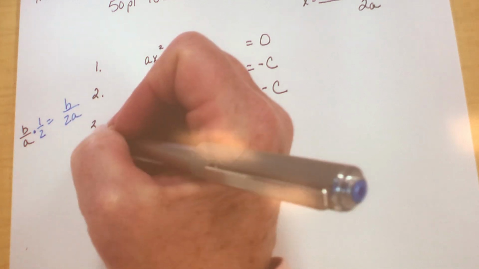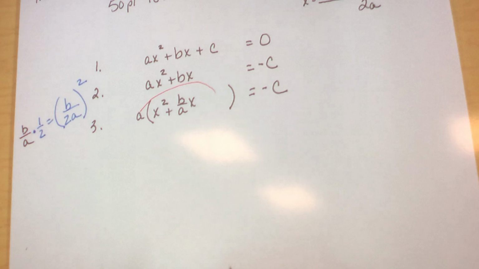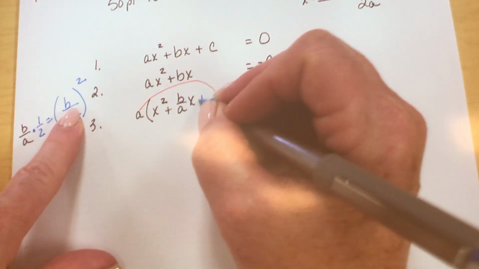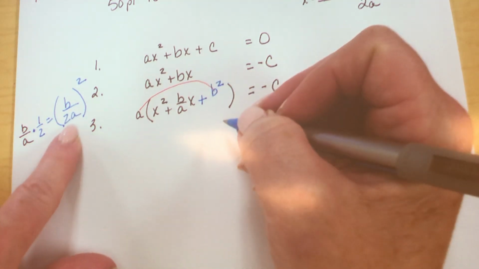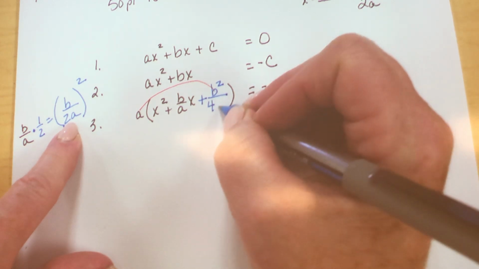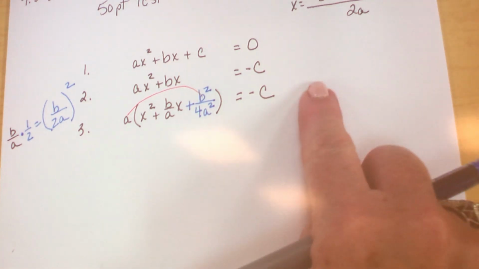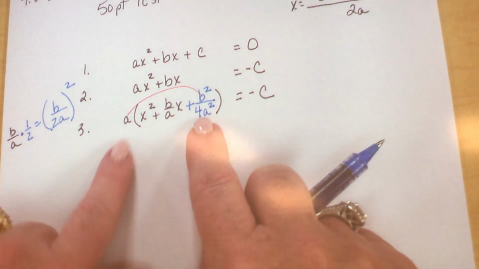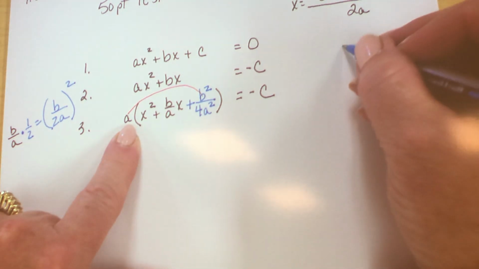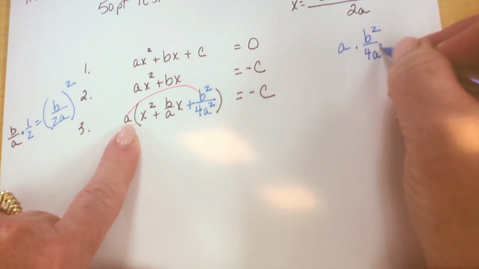Now what am I supposed to do with it? Square it. Okay? When you square a fraction, you square the top and square the bottom. What's B? B squared. So plus B squared. What's 2A squared? Yeah, 4A squared. I got to do it to the other side, but y'all, listen. What you got to multiply by A. So I'm going to go over here and see what it looks like. A times B squared over 4A squared.